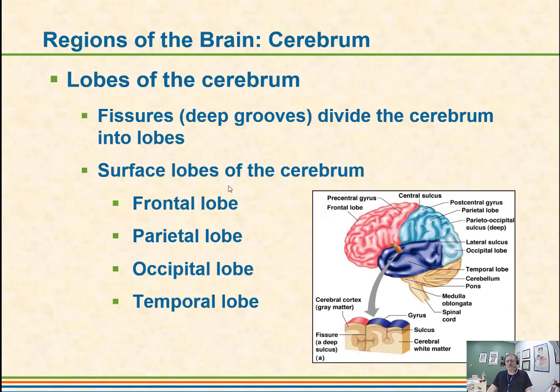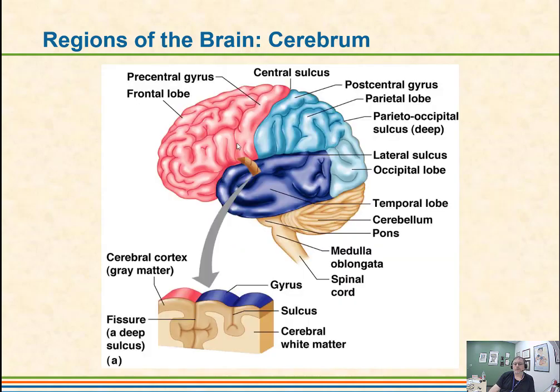Now, just in terms of the lobes of the brain, we have a frontal lobe. That's the front part of the brain located here. We have a parietal lobe, which is up and toward the back, a temporal lobe located here, and an occipital lobe located in the back. Each of these lobes has different functions. So let's take a look at the different functions that we're talking about.